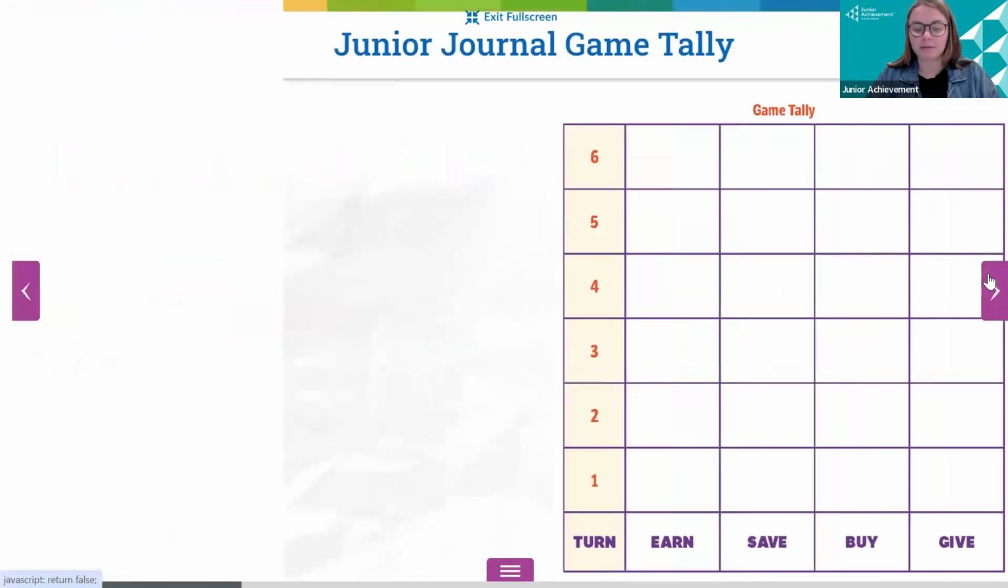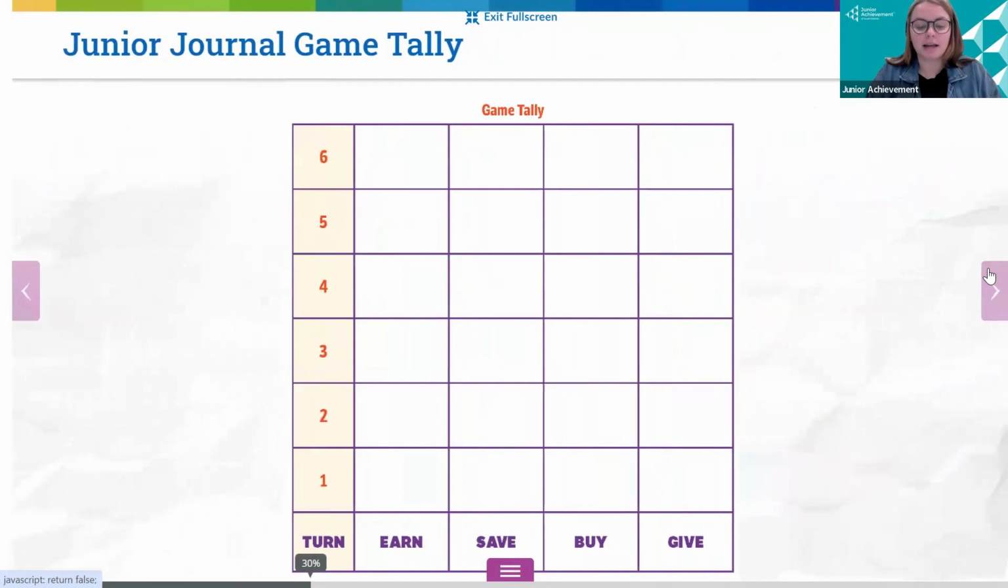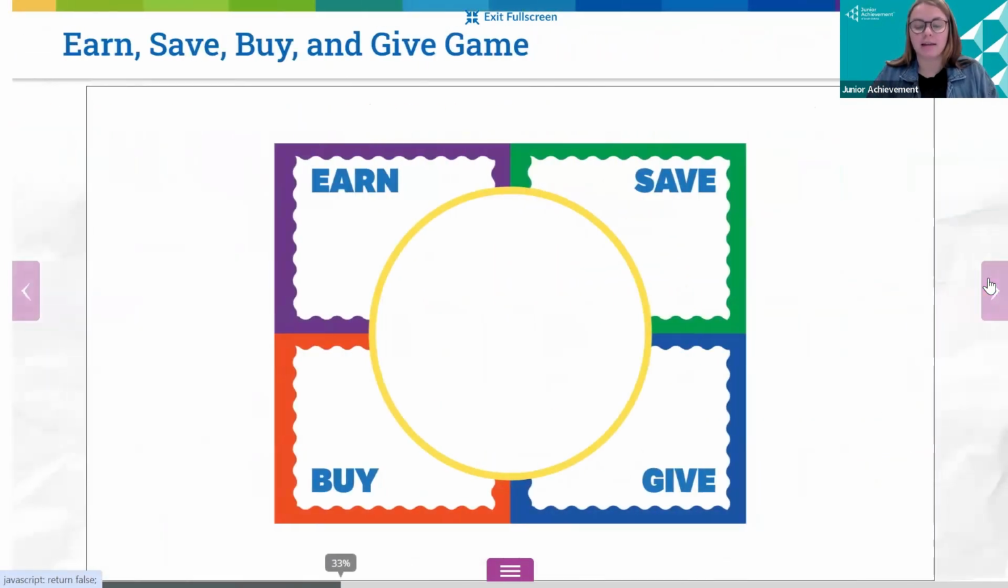As we progress forward, the next activity is the Earn, Save, Buy, and Give activity. Instead of completing the tally chart in the Junior Journal, Junior Achievement of South Dakota recommends making this activity more interactive by assigning each corner of the classroom as one of the categories. Either this corner would be Earn, that corner is Save, the back corner is Buy, this last corner is Give. Once you have assigned these, review the locations of each category a few times with the students.